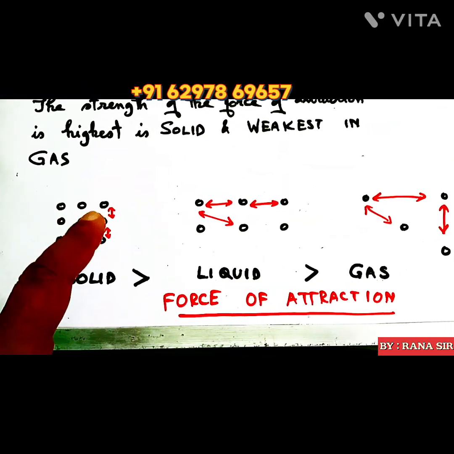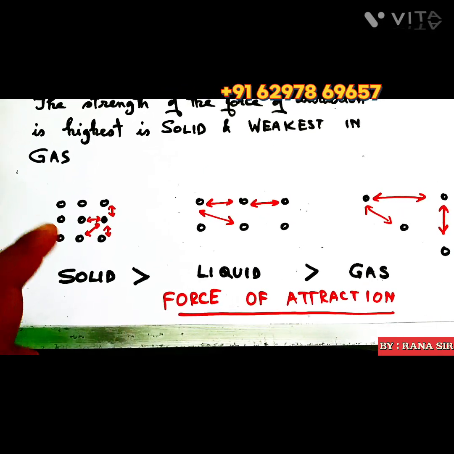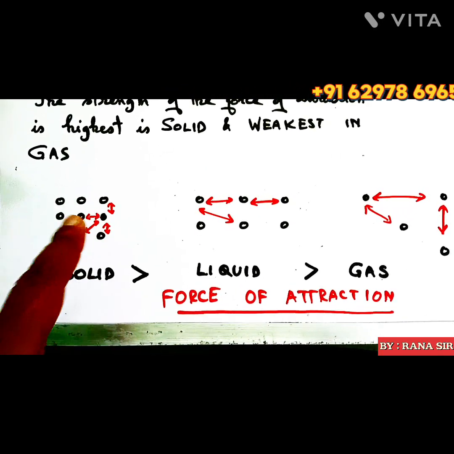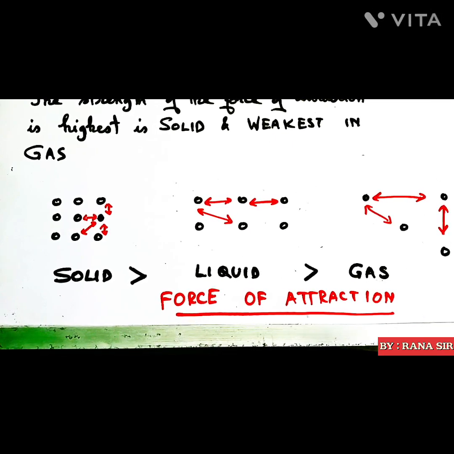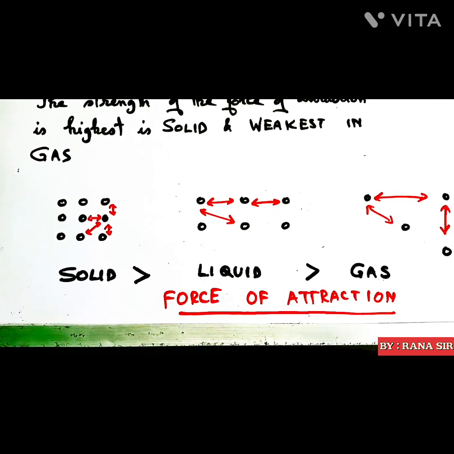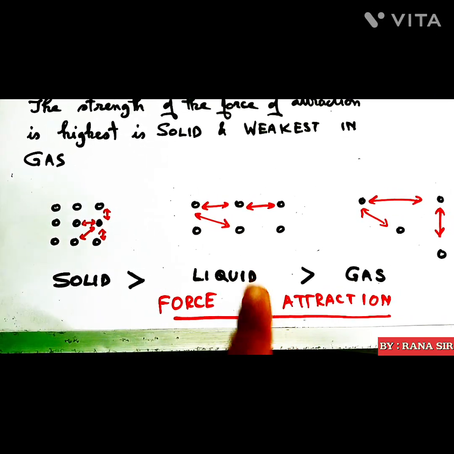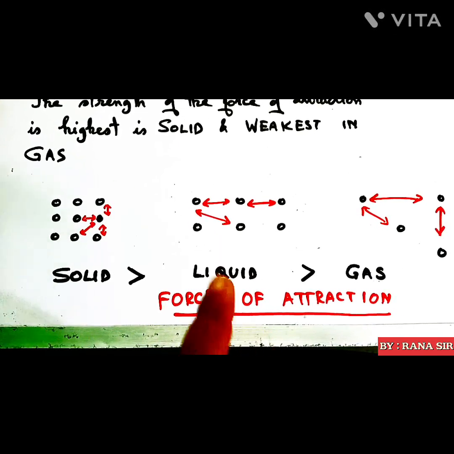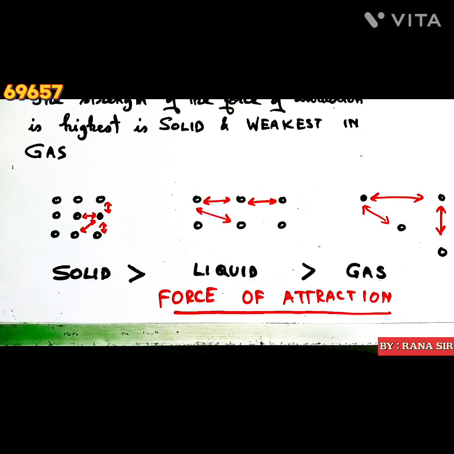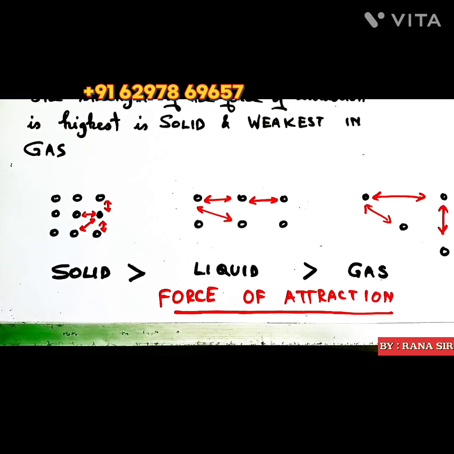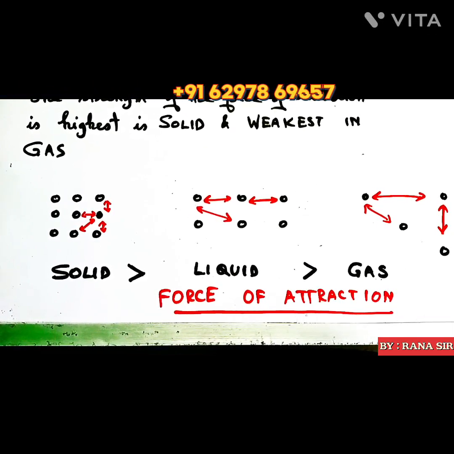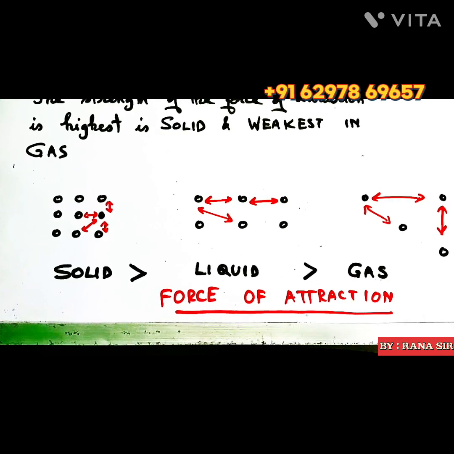So these are the particles in a solid. These are closely packed and the force of attraction is very high. That's the reason solids have definite shape and volume. Liquid, on the other hand, the particles are spaced and hence the force of attraction is weaker than in solids.